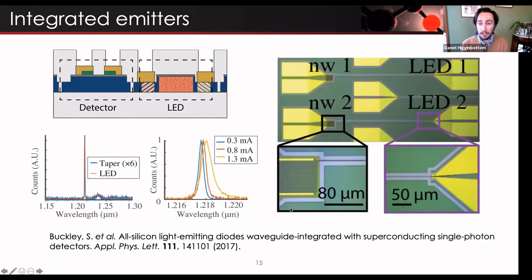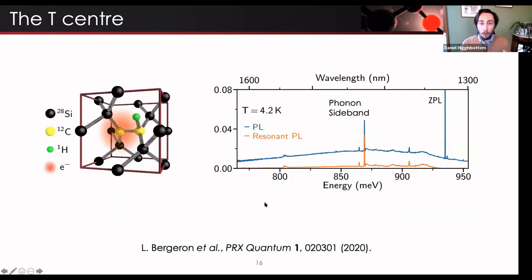Recently, several groups have been looking into the silicon color centers as emitters. So for example, in the work that I'm highlighting here, W centers are used as the mechanism for an integrated LED, which is coupled on chip with SNSPDs. And they've shown some electric field tunability of the W emitters in that LED. But those centers that I highlighted are diamagnetic. They don't possess any spins which we can use for quantum information.